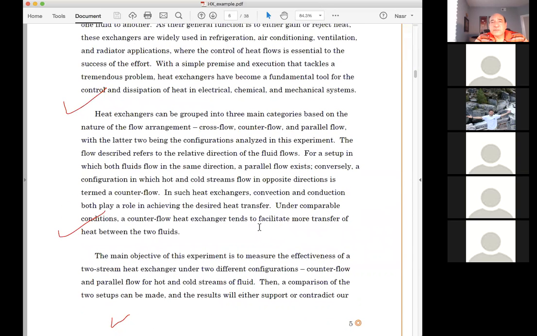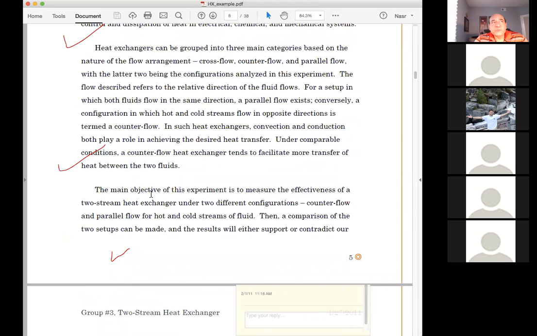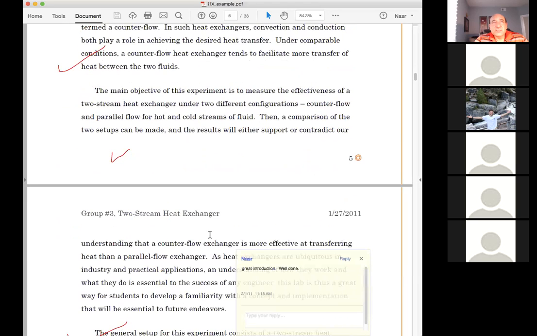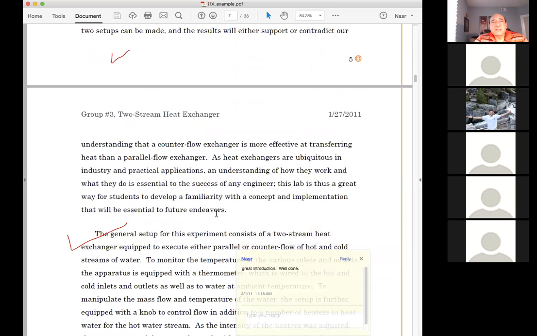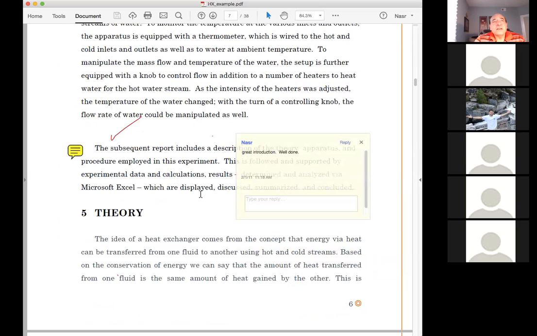Introduction goes from very general, like what a heat exchanger is used for, parallel, counter, cross flow, regenerators, all kinds of applications. You can spend time discussing these here, and then you finally decide what the objectives are. You can talk about the objectives and how you're going to do the setup, so what is the setup for the experiments? That's what the introduction is for.